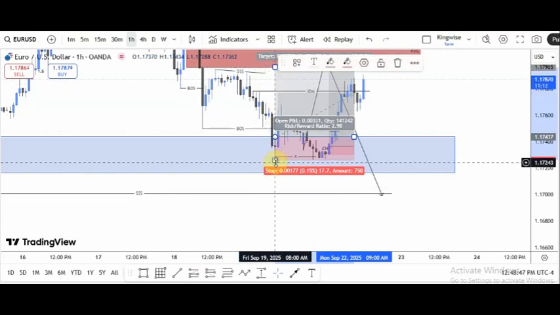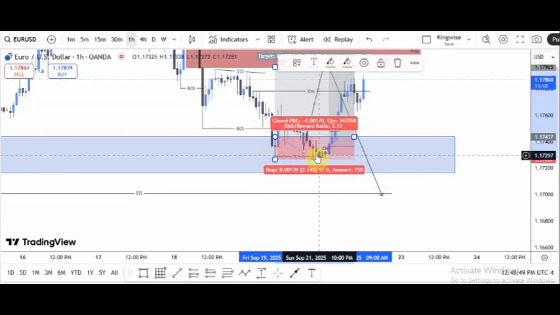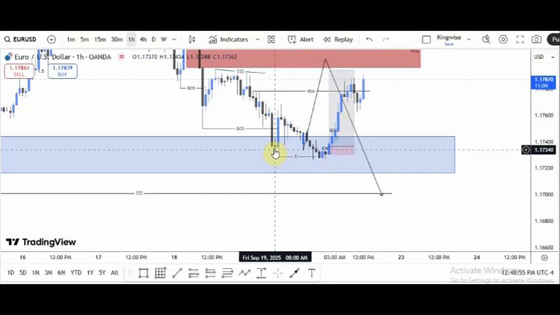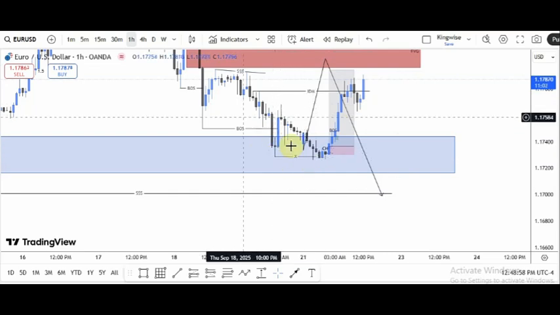I would have been taken out, my stop loss a little bit below. I would have been taken out by that wick. You get it? I would have been taken out by this wick. But then I waited and I saw a sweep of liquidity. Went down to 15 minutes.